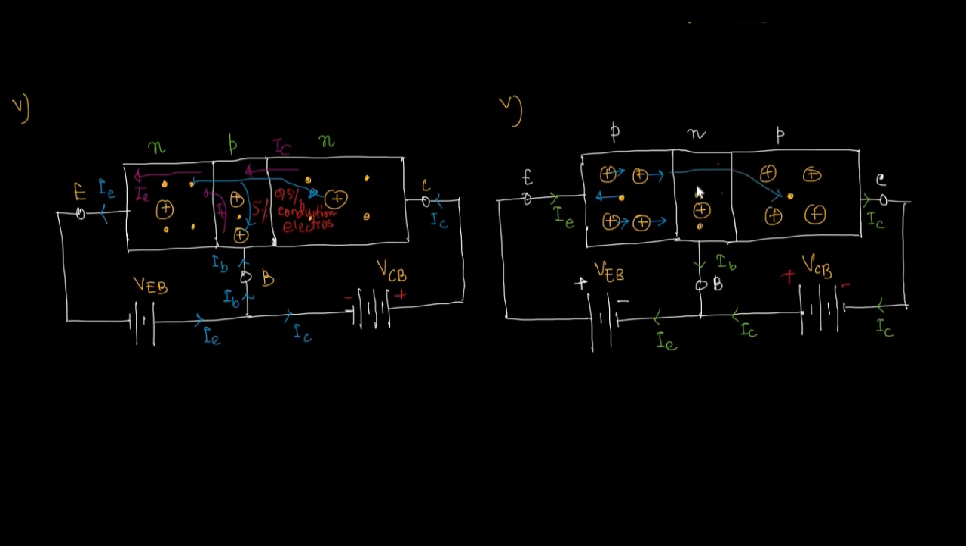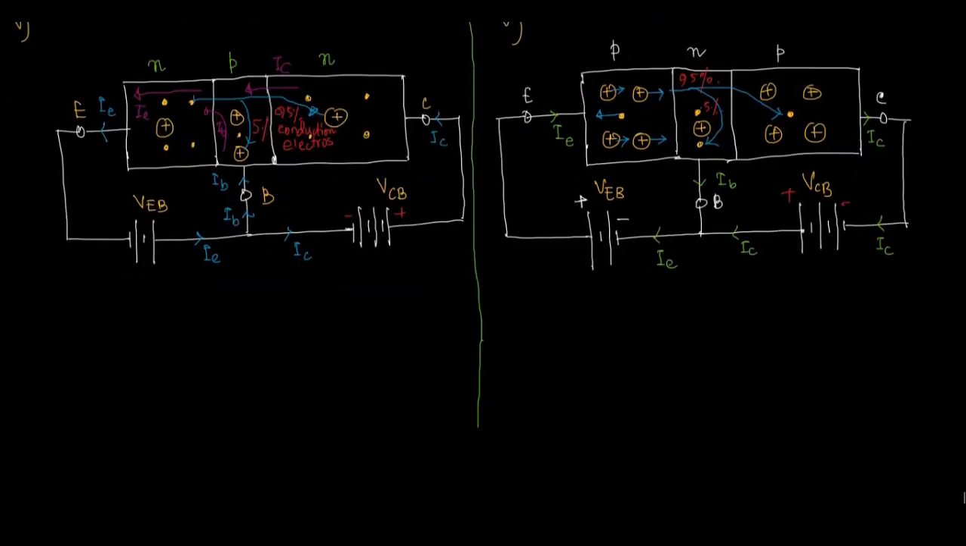That means on the right hand side, if 95% of migrating holes from p-type emitter pass over to p-type collector, collector current will be produced, and the remaining 5% of migrating holes will remain in the base and recombine with the conduction electrons, producing base current IB. 5% of migrating holes coming from p-type emitter will recombine with the conduction electrons in base, and base current IB will be produced.